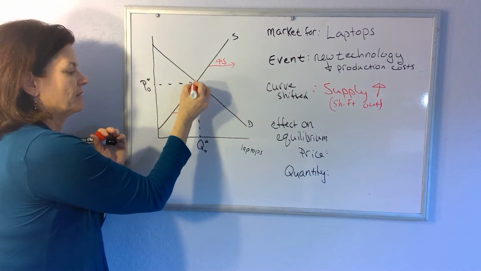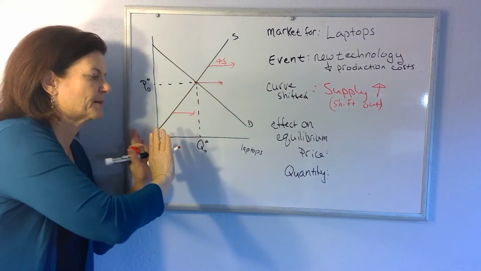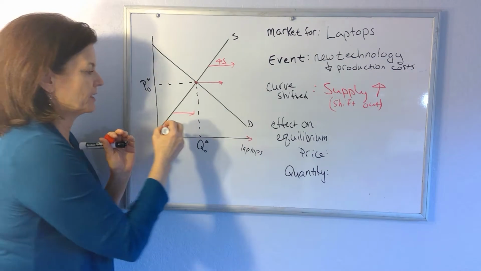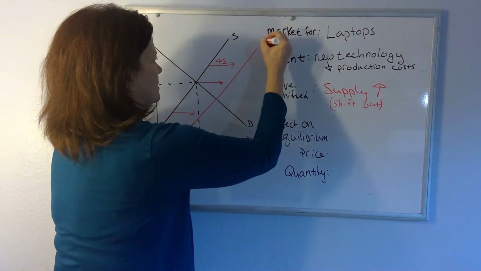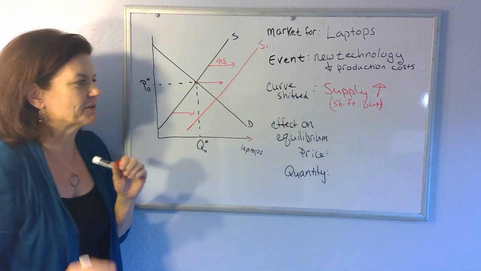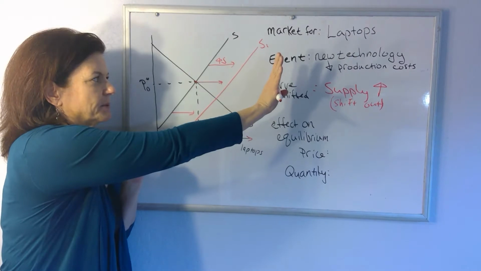So at a price of P0, they used to be willing to supply Q0. Now they're willing to supply something bigger than that. Remember, moving along the horizontal axis, moving out is to bigger quantities. And so we've got this new supply curve. People are more willing to supply at every price. That shift out is an increase in supply, an increased willingness to supply.